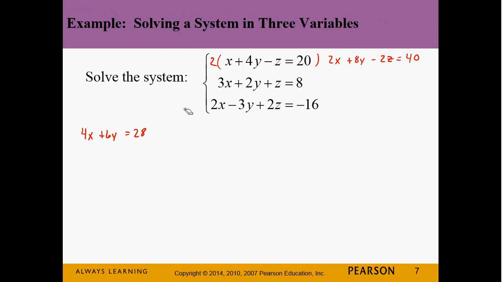Now let's add the top and bottom. The z's are going to cancel out. 40 minus 16, 22. So now I have a system. And I can't add 24. I didn't do anything to the bottom. I'm just adding them together. 2x plus 2x is 4x. 8y minus 3y is 5y. The negative 2z and the positive 2z cancel each other out. And then 40 minus 16 is 24.